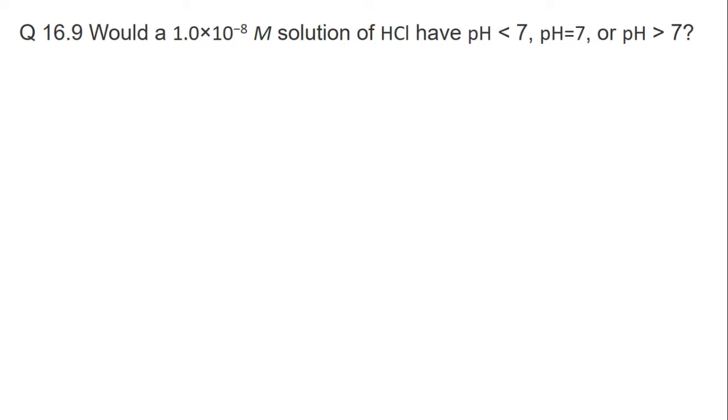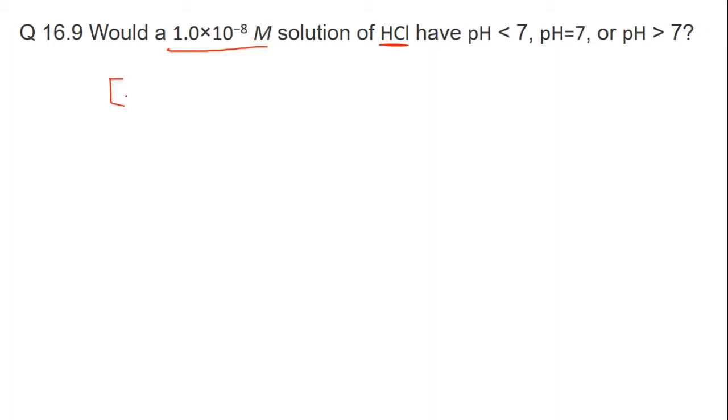So just to go over it, would a 1 times 10 to the minus 8 molar solution of HCl have a pH of less than 7, equal to 7, or greater than 7? Based on how people are answering it, I'm guessing you're remembering that because we have HCl, a strong acid, essentially the concentration of HCl equals the concentration of hydronium.